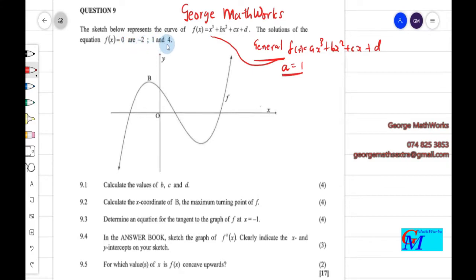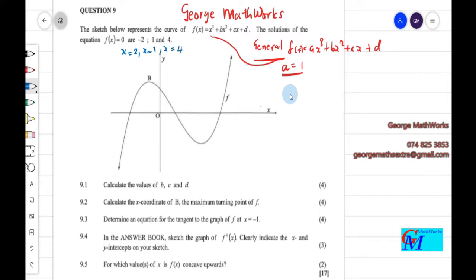Now, when they say solutions, it means that this cubic polynomial equated to 0 will give us the x value. So in other words, we are saying x equals minus 2, x equals 1, and x equals 4.